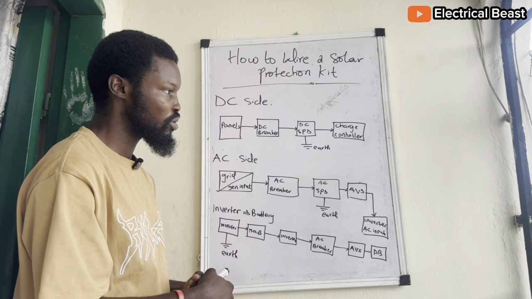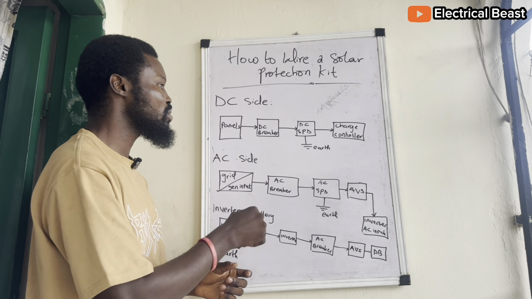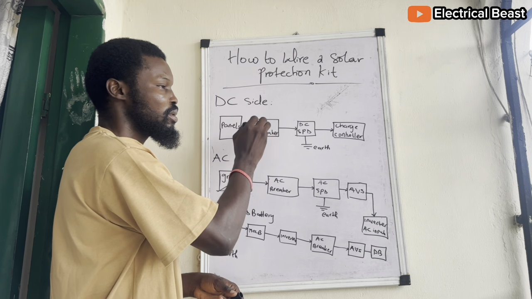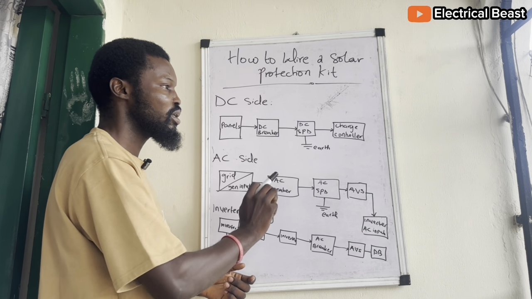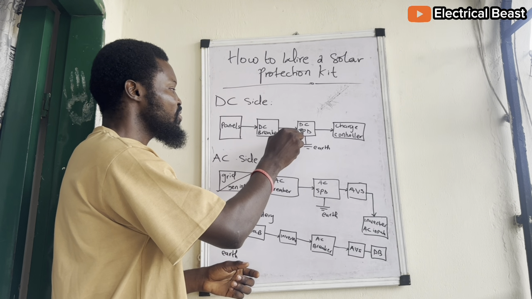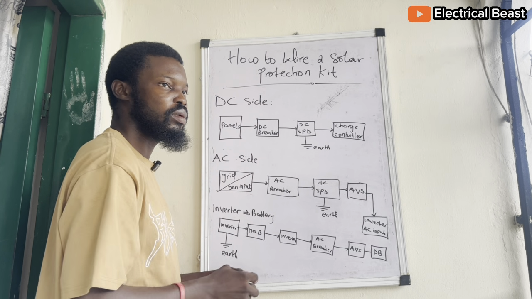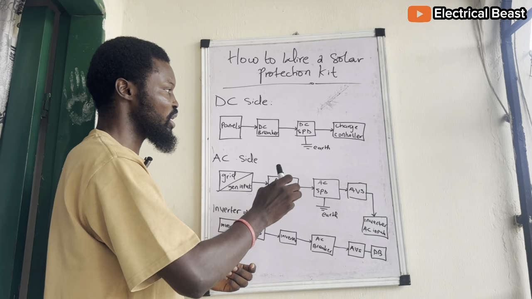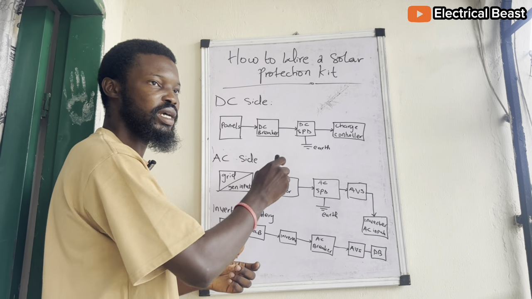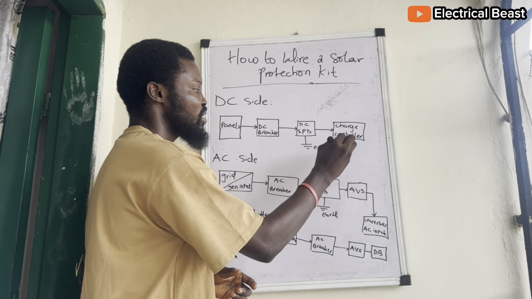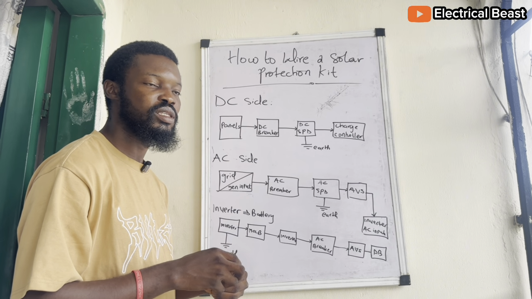Then for the DC protection, what do you do? First of all, you have your panels, like you all know. From the panels, you are supposed to connect a DC breaker. From the DC breaker, you loop in your surge protective device, a DC surge protective device or DC SPD. Then from the DC SPD, you connect to a charge controller. That's everything you need to know about the protection for the DC side. If all these things are intact, then your solar system for the DC side is completely secure and safe.